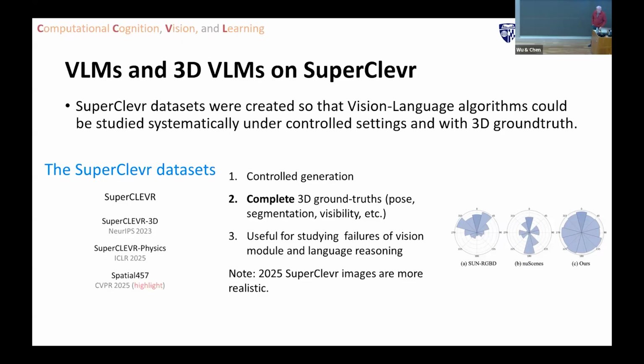As some people may know, it sometimes may not be easy to get these sorts of things into computer vision conferences, partly because these are synthetic images. Nevertheless, I think the findings on them were sufficiently interesting that we've never had a paper on this sort of thing rejected. Okay, and with the 3D, it's nice. You've got controlled generation, you've got complete 3D ground truth, pose, segmentation, visibility, etc. And you can study the failure modes of vision models and language.